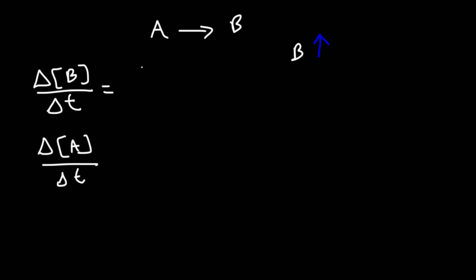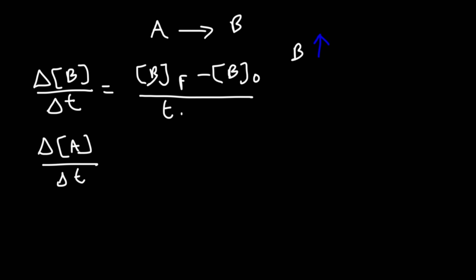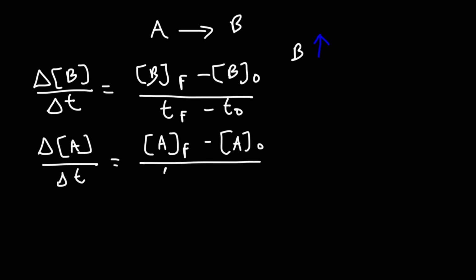So what we would do is take the final concentration of B, subtract the initial concentration of B, and then divide that by the change in time. That is the time difference between these two concentrations. And the same is true for calculating the average rate for a reactant A. It would be just the final concentration of A minus the initial concentration over the change in time.